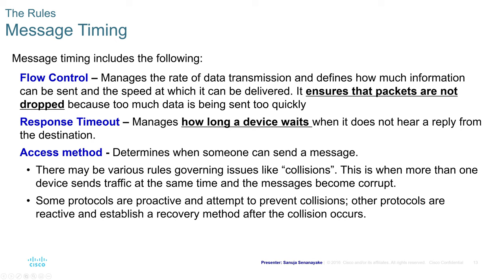In access control, some protocols are proactive and attempt to prevent collisions, and other protocols are reactive and establish a recovery method after a collision occurs. And again, we will go into much more detail on flow control, response timeout, access method, and how they work together in future videos and lectures. But for now, just remember for this course that there are three sections in message timing: flow control, response timeout, and access method.